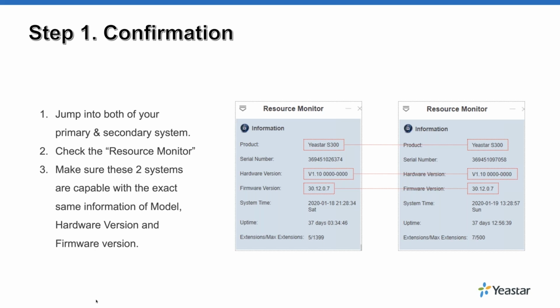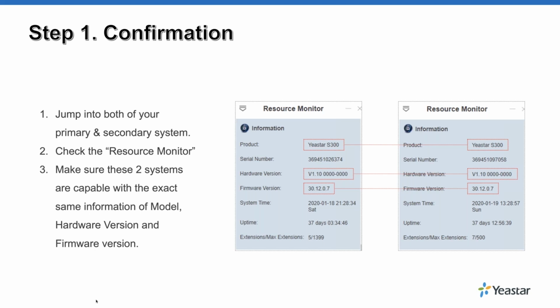So step one, I call this confirmation, which means there's nothing you're going to do there. You just simply jump into your system and click on resource monitor. This is going to be step one. There is some information you need to confirm here.